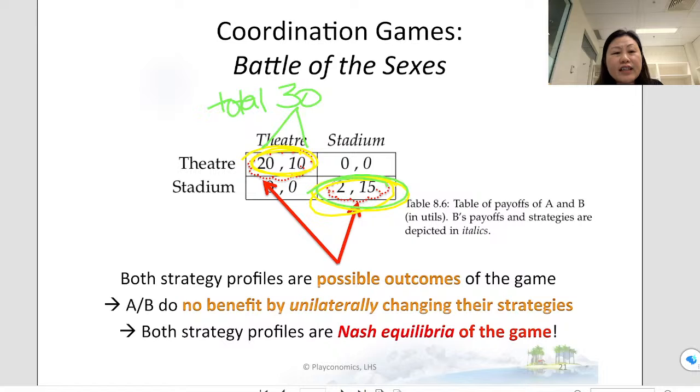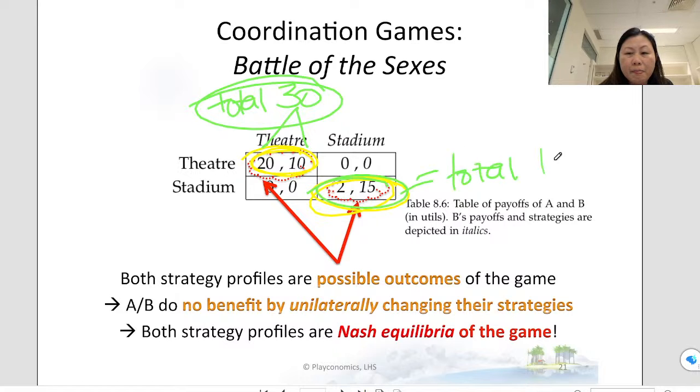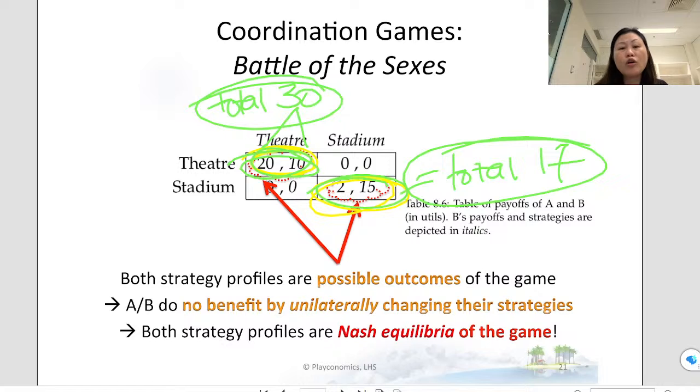There's more of a divergence of opinion because of the payoffs. But here, the total payoff is 30 versus here, the total payoff is 17. Now, economists would therefore say that 20, 10 is the more focal equilibrium.